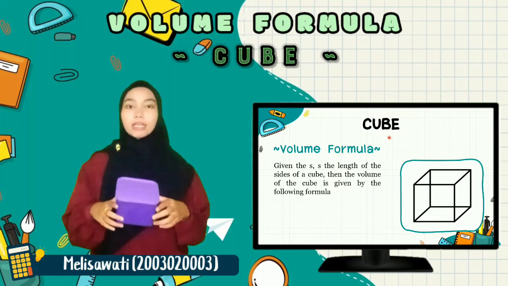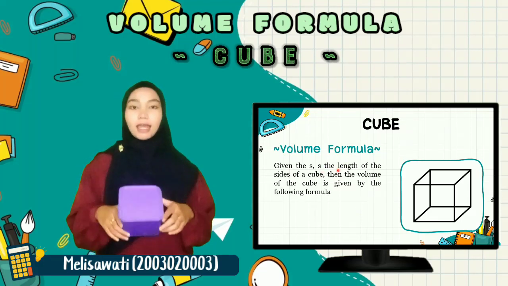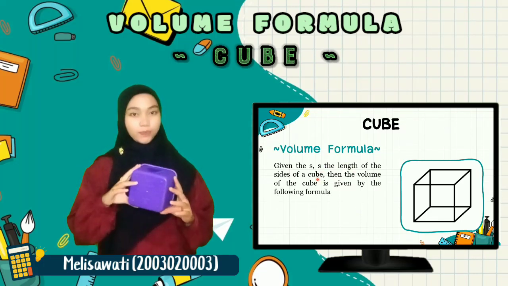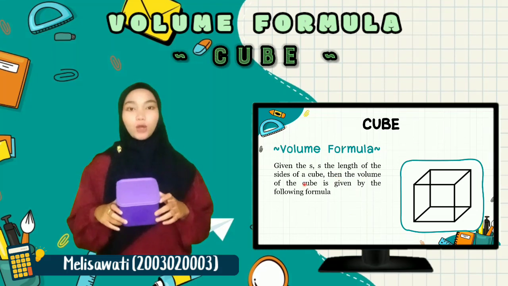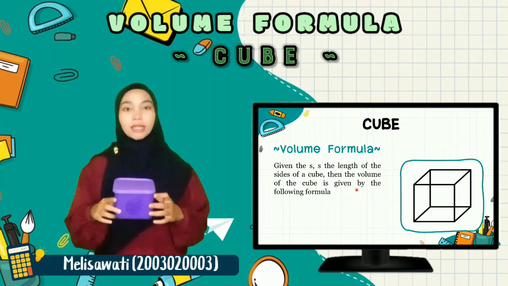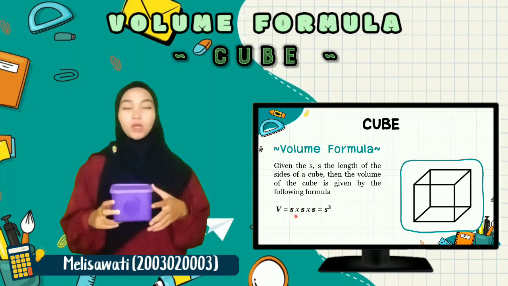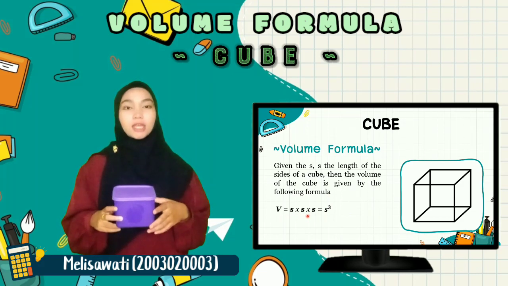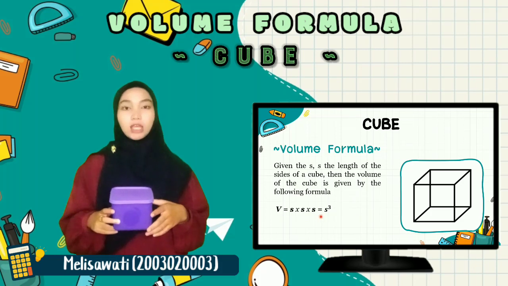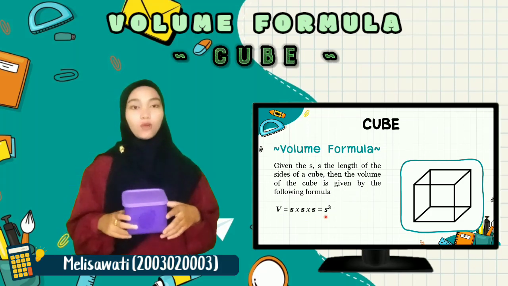Cube. Given S as the length of the side of the cube, the volume of the cube is given by the following formula. V equals S times S times S equals S to the power of 3.